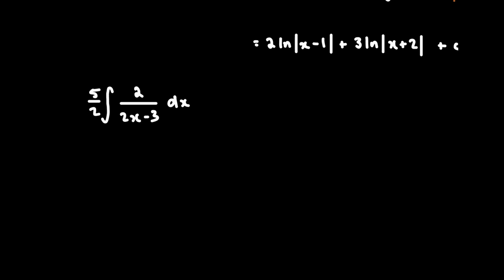So there we go. If I wanted to integrate this now, the derivative of the denominator is now on the numerator. So all I can say is 5 divided by 2 times the natural logarithm of 2x take 3 plus the constant of integration. That's how you integrate this question here.